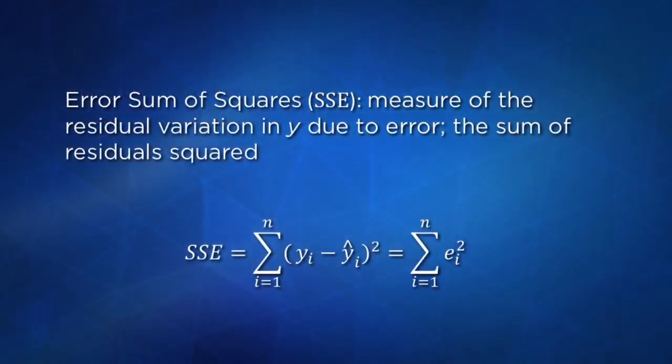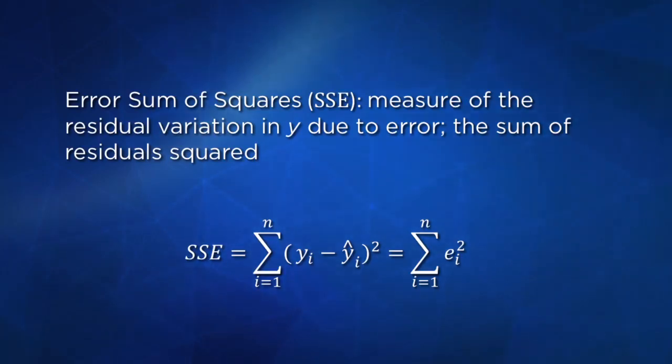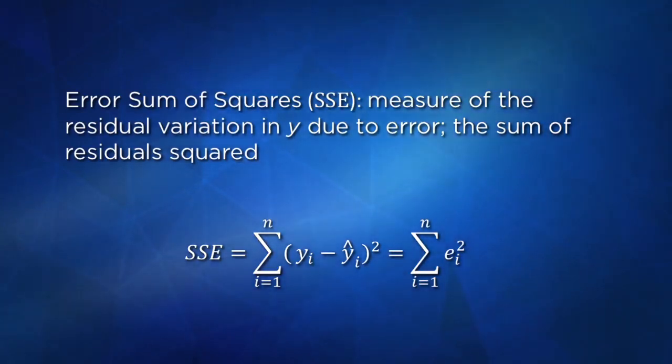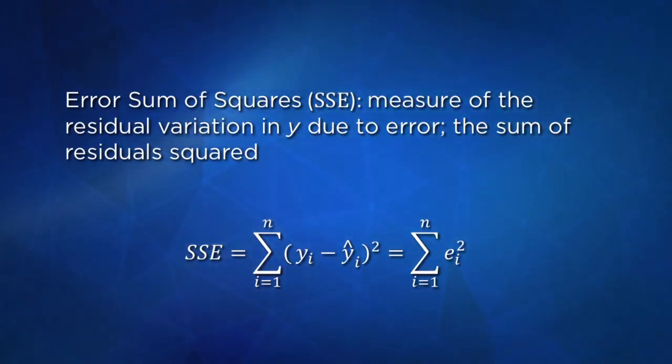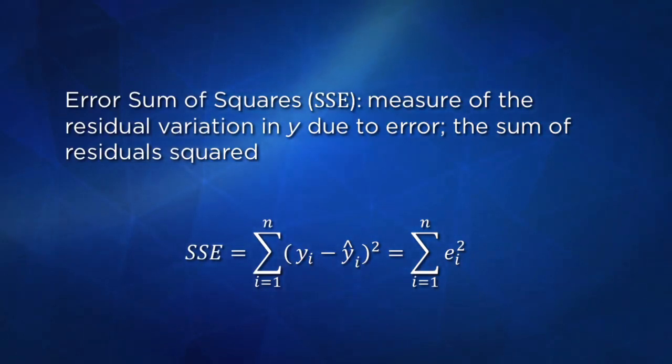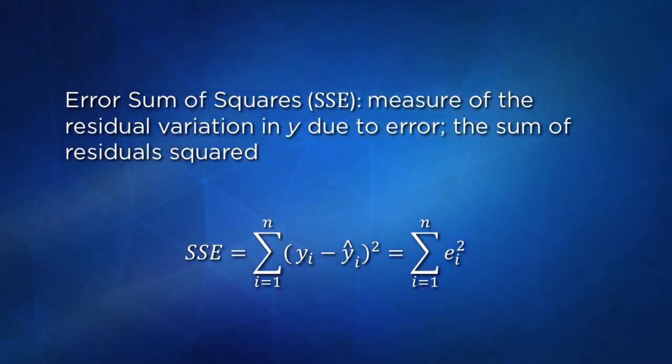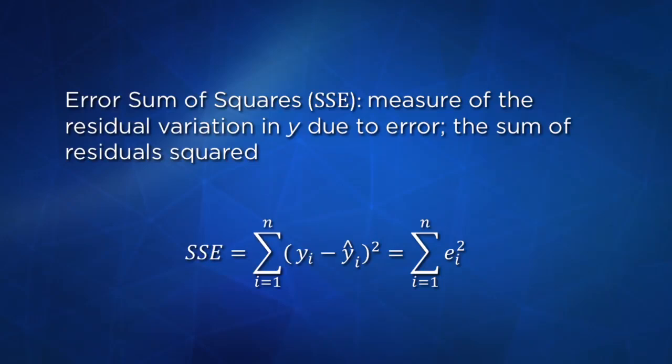Next is the error sum of squares, SSE. This measures the residual variation in y due to error, right? This is also just our sum of squared residuals. So it's the sum, as i goes from 1 to n, of (y sub i minus y sub i hat) quantity squared. Or you can just imagine it as your sum of e_i squared.